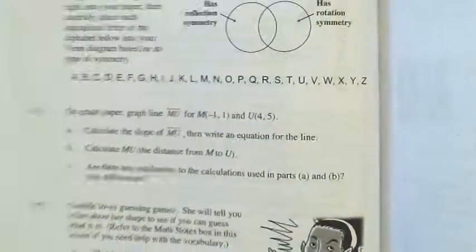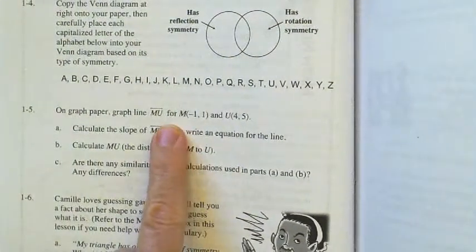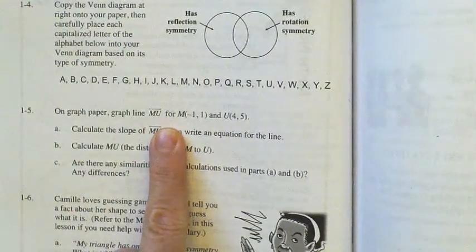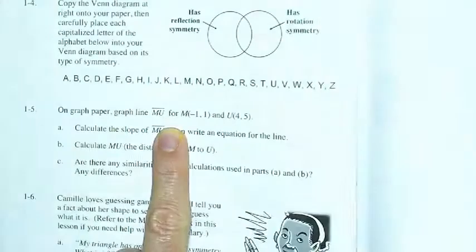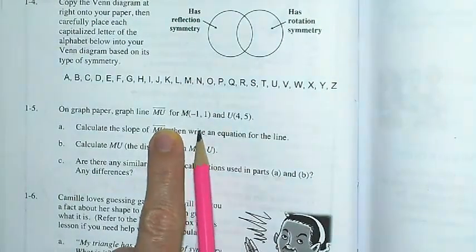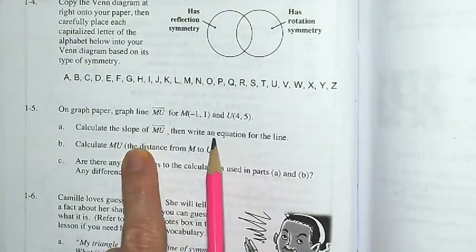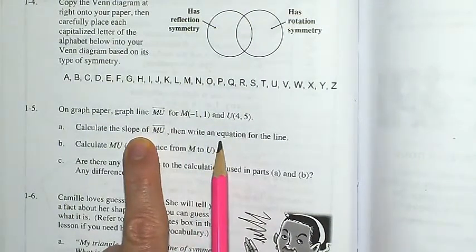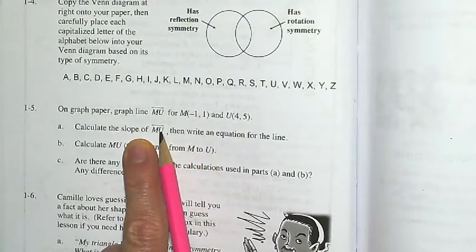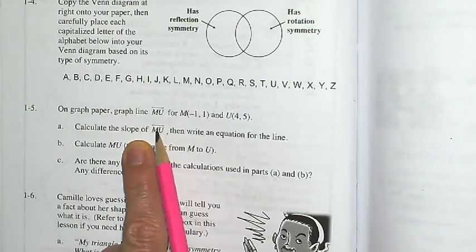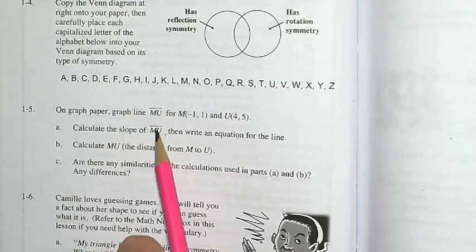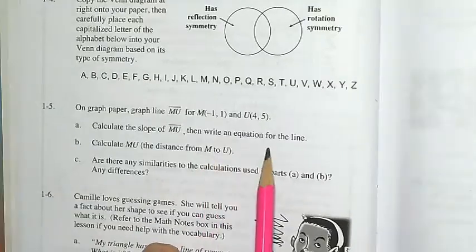Okay, so for 1-5, it says to graph line MU. Graph MU for M (-1, 1) and U (4, 5). And we're going to calculate the slope of MU. This is a line. It's hard to see here, but there are arrows on both sides of the little line above MU. And we're going to write an equation for that line.